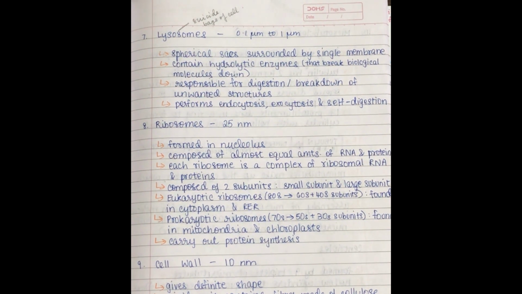Now, lysosomes are responsible for the digestion or breakdown of unwanted structures or waste materials such as worn out organelles. So, it's used extensively by cells of the immune system, and lysosomes also perform endocytosis, exocytosis and self-digestion.